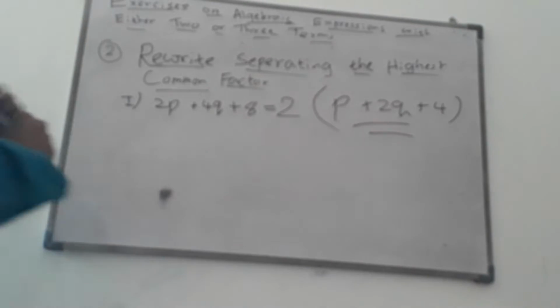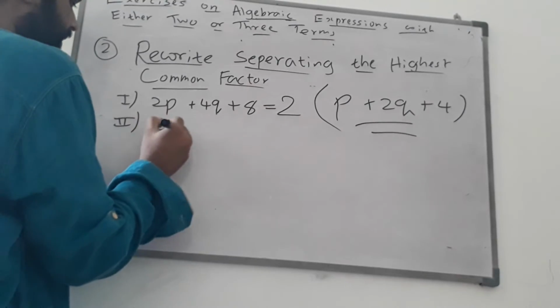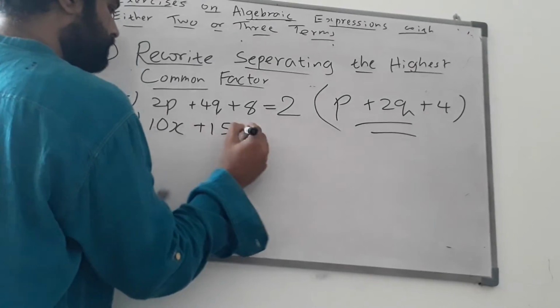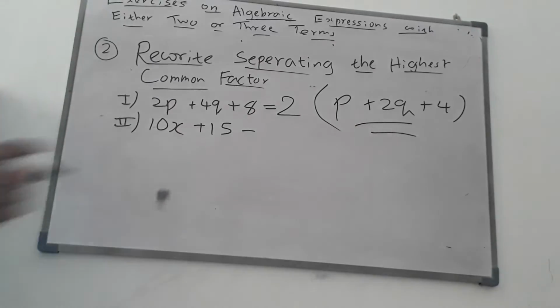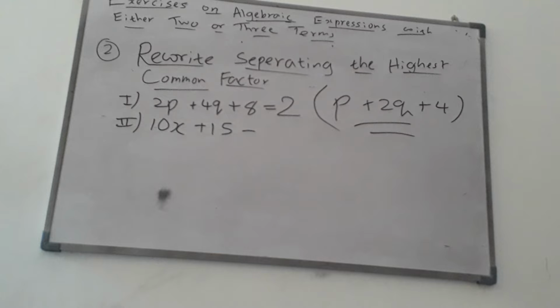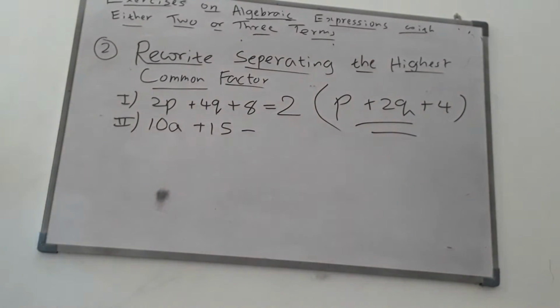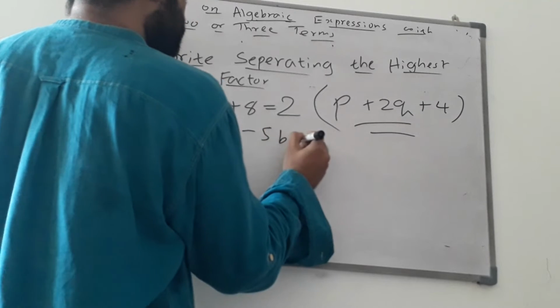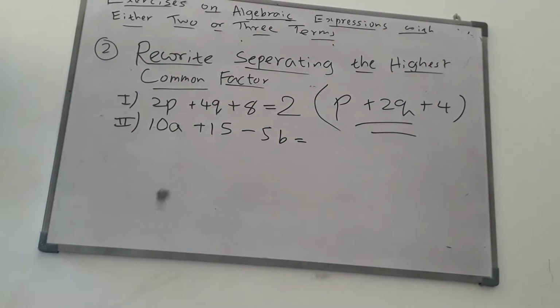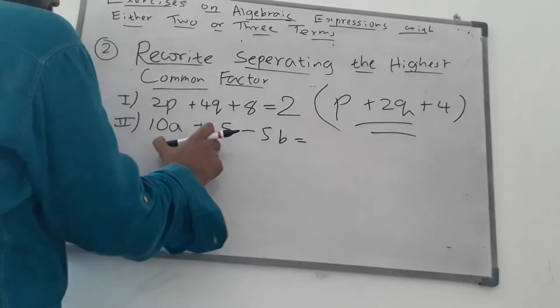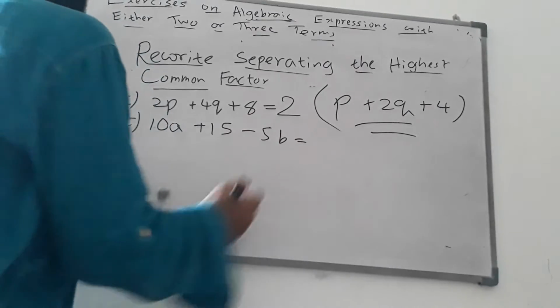Okay, next question. 10a plus 15 minus 5b. 10a, 15 and 5b. What is the highest common factor? 5 is a factor of 10. 5 is a factor of 15. 5 itself is a factor of 5b. So we can take 5 out.